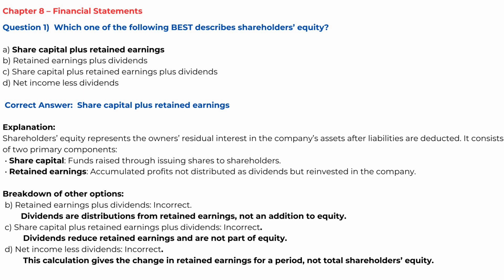Breakdown of other options. B. Retained earnings plus dividends. Incorrect. Dividends are distributions from retained earnings, not an addition to equity. C. Share capital plus retained earnings plus dividends. Incorrect. Dividends reduce retained earnings and are not part of equity. D. Net income less dividends. Incorrect. This calculation gives the change in retained earnings for a period, not total shareholders' equity.